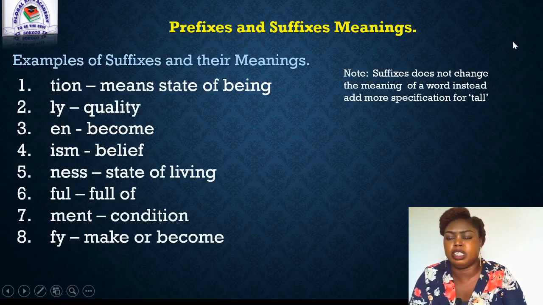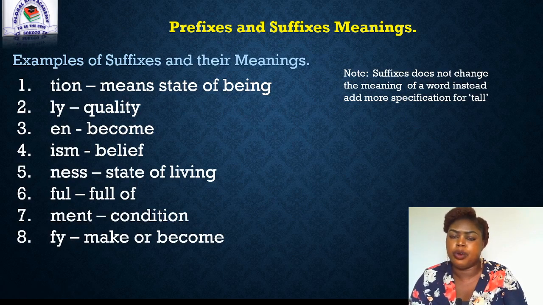Now, examples of suffixes and their meaning. Number one, tion. We have words like nation, which means state of being. Number two, we have ly, which means quality, and we have words like friendly. Number three is en, to become. We have words like given or taken. Now for number four we have ism, to believe in. We have words like racism and cultism.